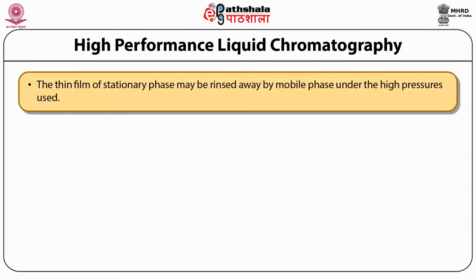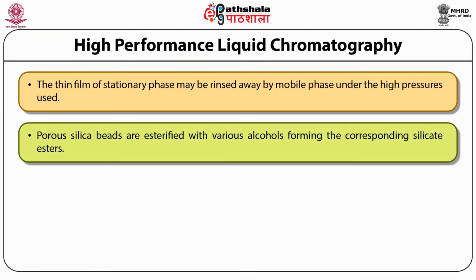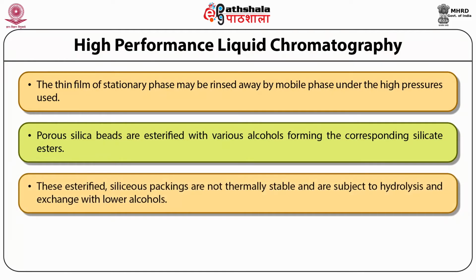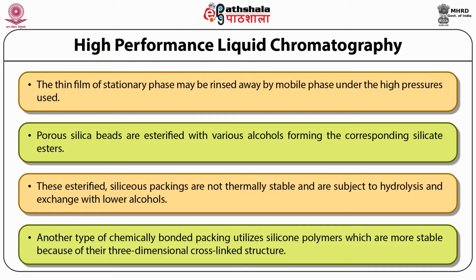The thin film of stationary phase may be wrenched away by the mobile phase under the high pressures used. Porous silica beads are esterified with various alcohols, forming the corresponding silicate ester. The organic parts stand on end, projecting from the bead surface and resemble a brush, a name used to describe this type of packing. These esterified siliceous packings are not thermally stable and are subject to hydrolysis and exchange with lower alcohol. Another type of chemically bonded packing utilizes silicon polymers, which are more stable because of their three-dimensional cross-linked structure.